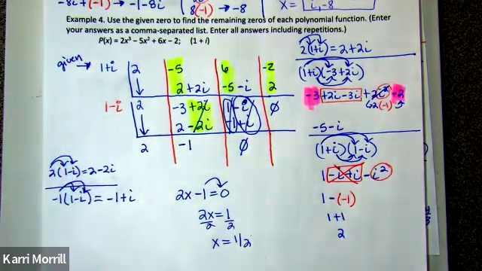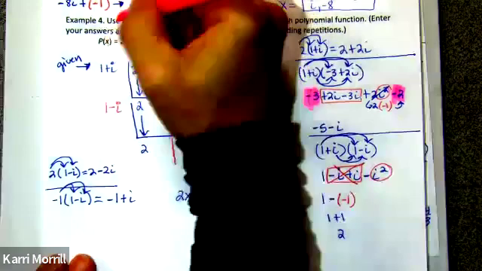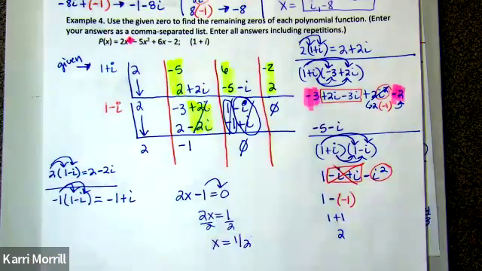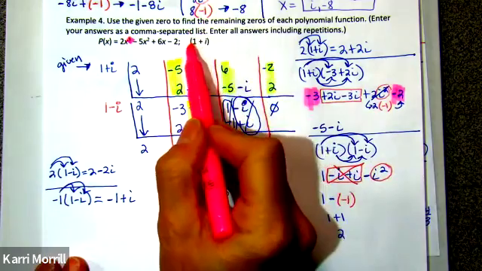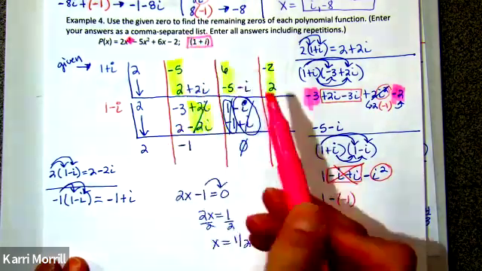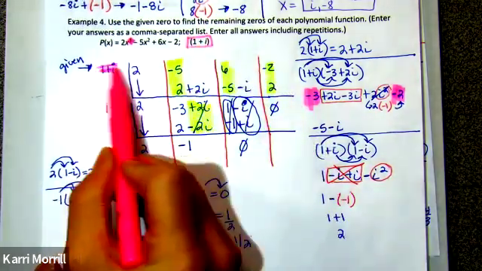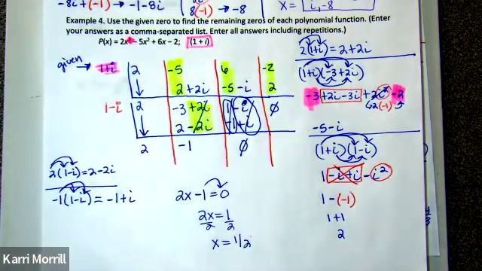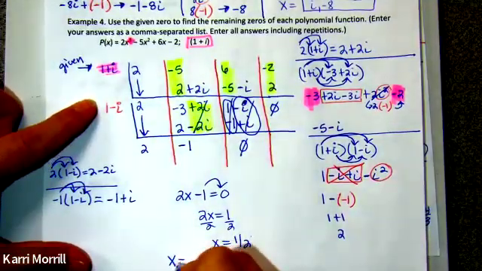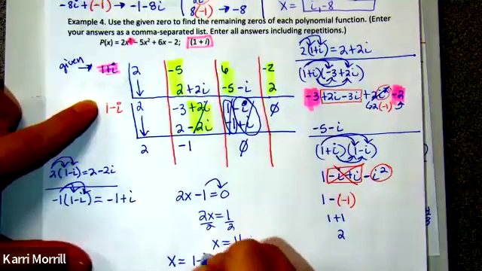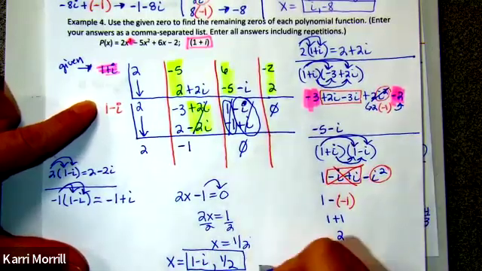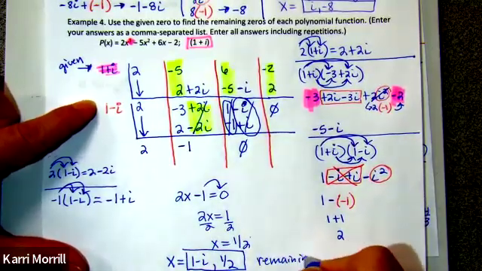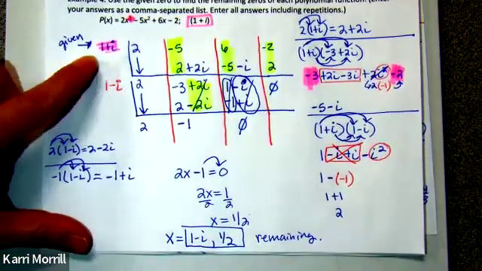So the remaining zeros, remember what we've learned so far. We knew that there were going to be 3 zeros, right? Because of the exponent. One of those zeros was this ugly complex number that they gave us. That was given. That was this one right here. But we found the other 2 remaining ones. So when you answer this, you're just going to answer 1 minus i, comma 1/2. Because those were the 2 remaining ones that we didn't know for sure. We had to go find them after we worked with the given 0.